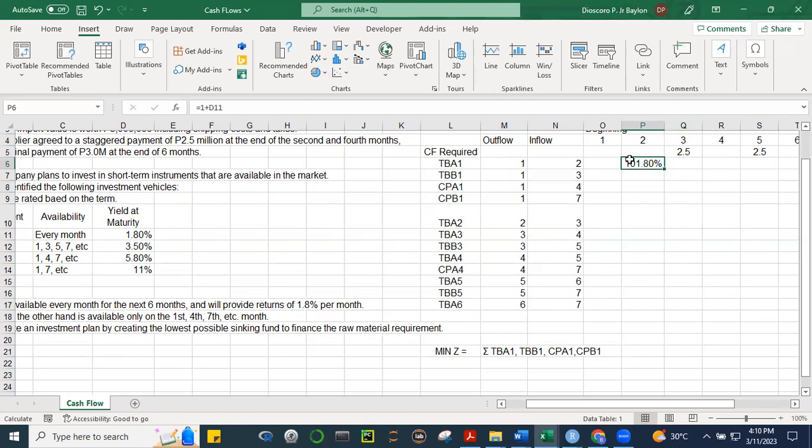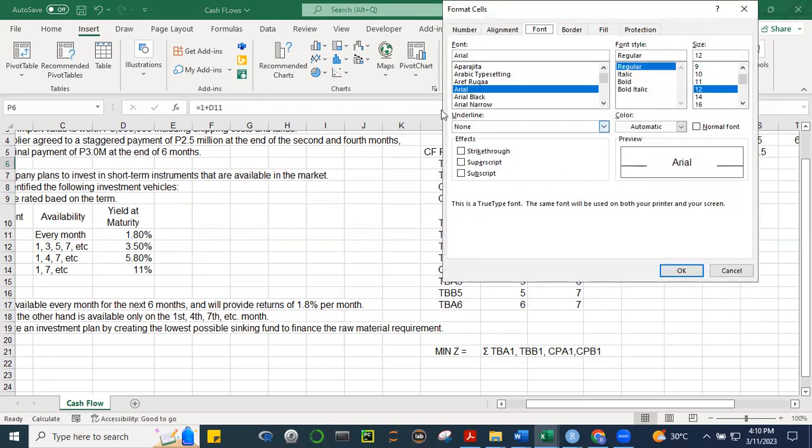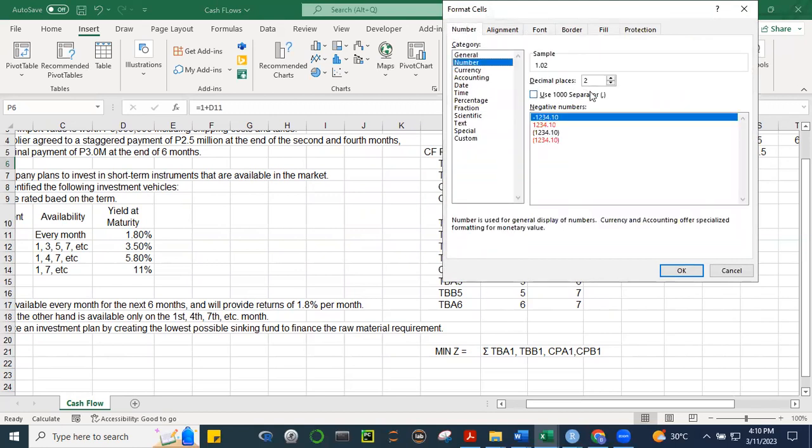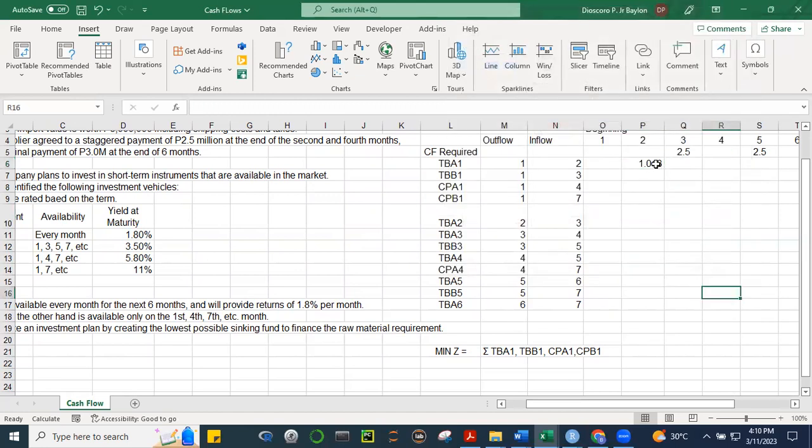Let me make it just a factor, not as a decimal number. Okay, maybe 3 decimal places. All right, so this is the factor, right? 1.1018. This is 1 plus the yield to maturity. Multiply that by whatever TBA1 is. Correct, class?